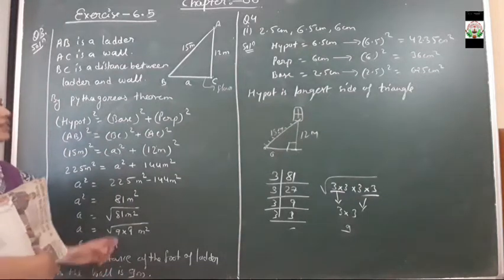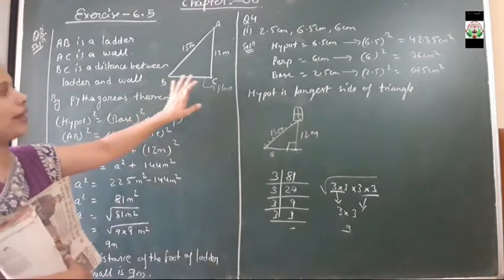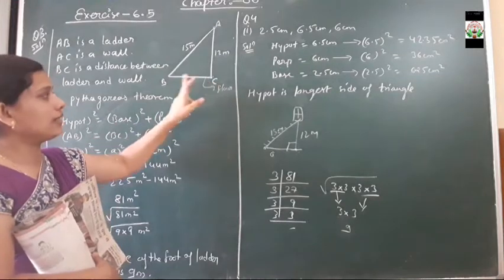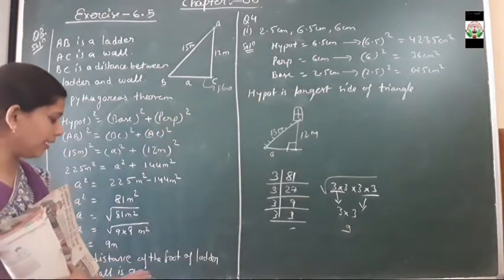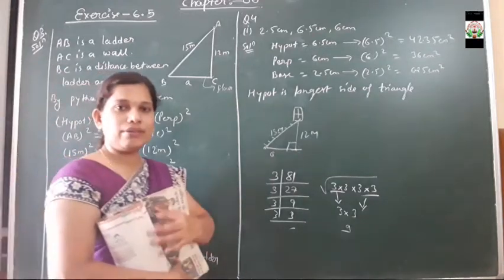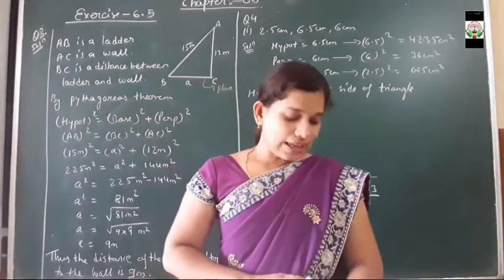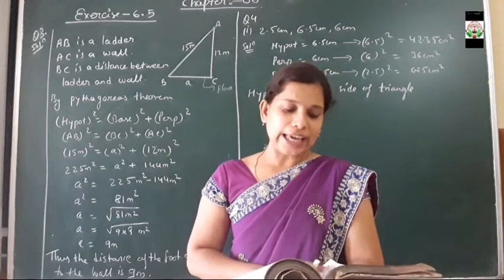question. So what is the distance between the ladder foot and the wall? The wall is A. A is what? 9 meter is the distance between the ladder and the wall. Clear everyone?